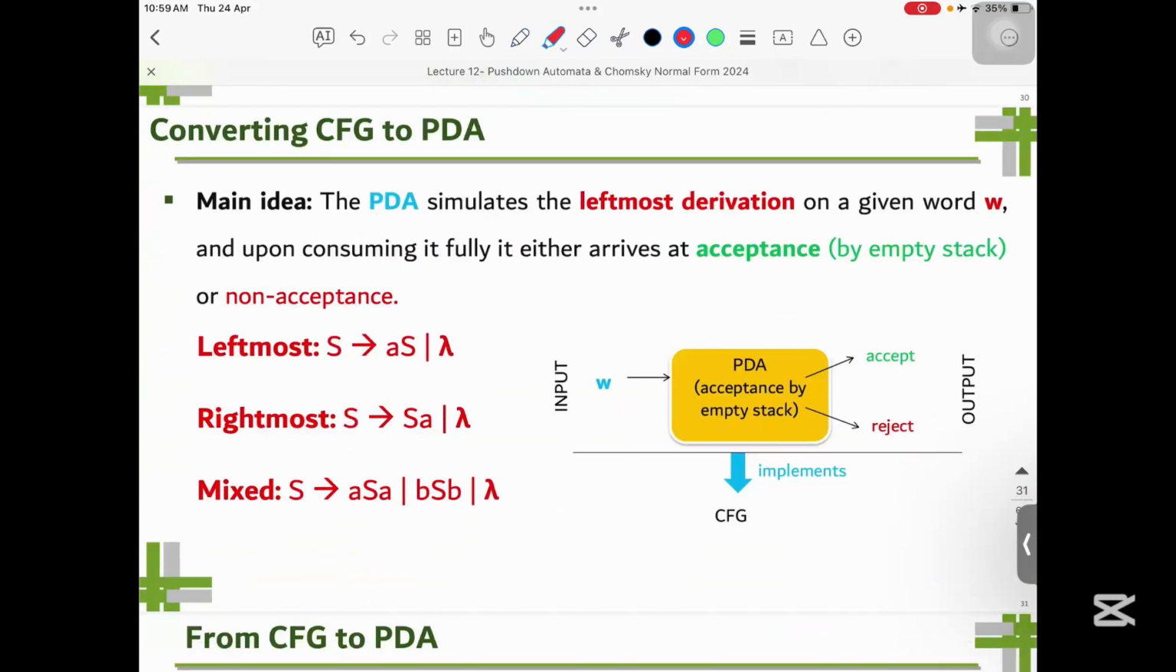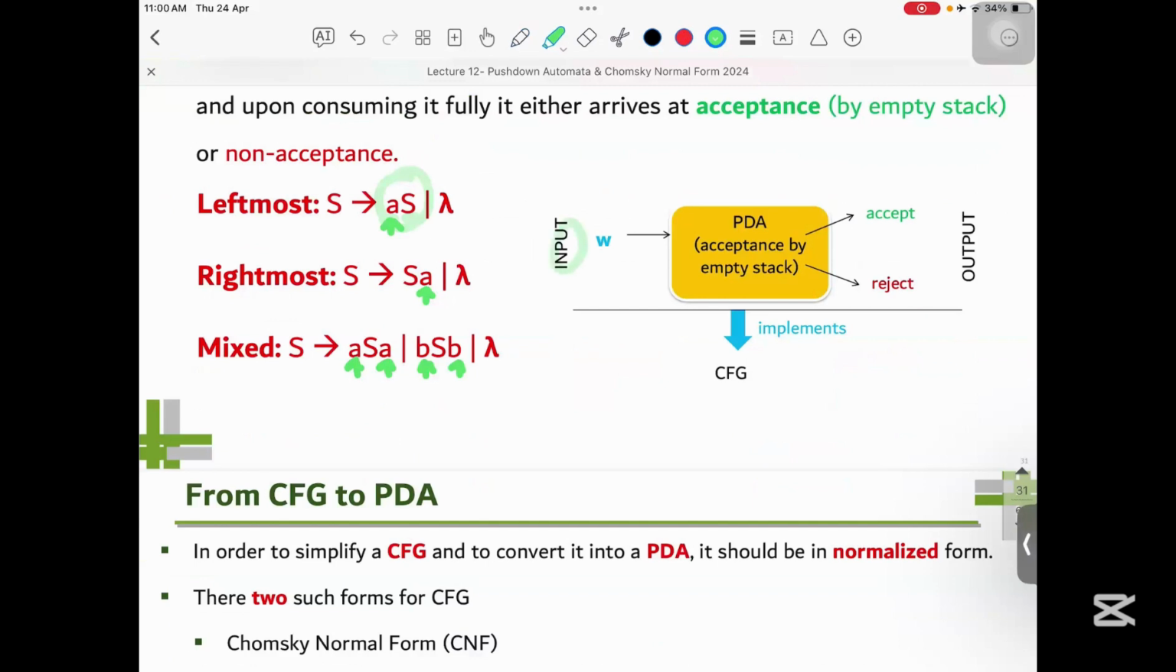Now let's explore another topic, how we can convert a context-free grammar to the PDA. As we know, the PDA simulates the leftmost derivation of the word. As you can see here, these are the terminals, this is a non-terminal. So here, when you have the terminal on the left side, we call it leftmost derivation. Here the terminal is on the right side, rightmost. Here you can see we have both left and right, so we call it mixed.